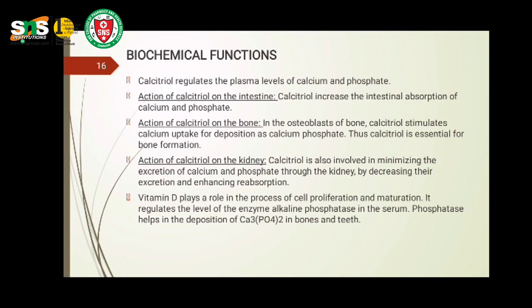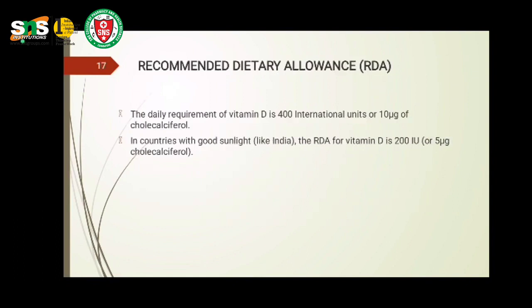Calcitriol is also involved in minimizing the excretion of calcium and phosphate through the kidney by decreasing their excretion and enhancing the reabsorption. Vitamin D plays a role in the process of cell proliferation and maturation. It regulates the level of the enzyme alkaline phosphatase in the serum. Phosphatase helps in the deposition of calcium phosphate in bones and teeth.